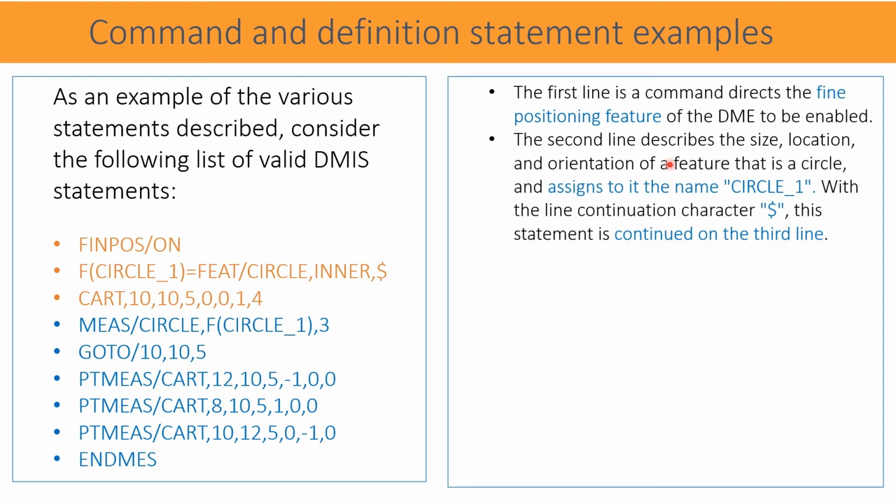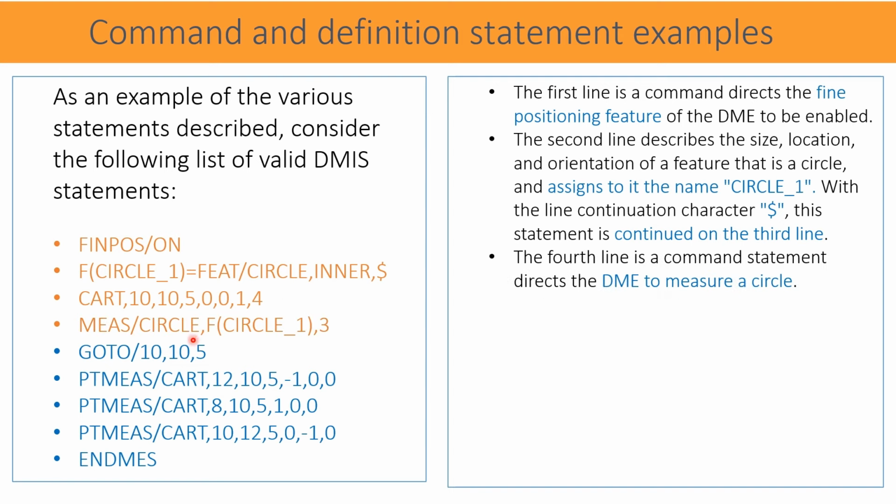The second line prescribes the size, location and orientation of a feature that is a circle, and assigns to it the name circle_1. With the line continuation character $, this statement is continued on the third line. The fourth line is a command statement that directs the DME to measure a circle.